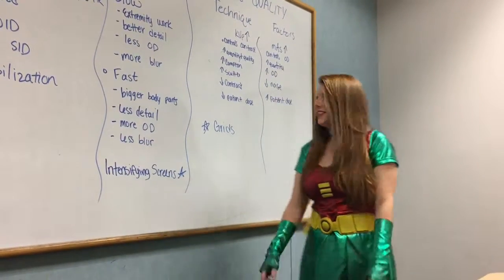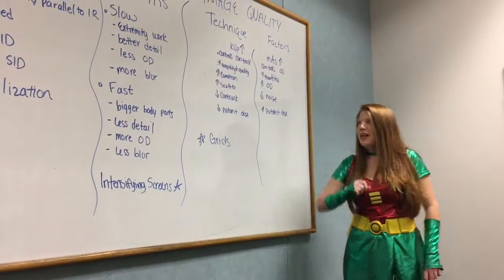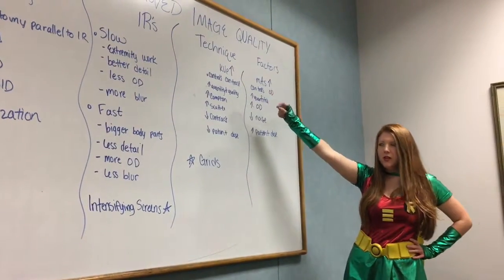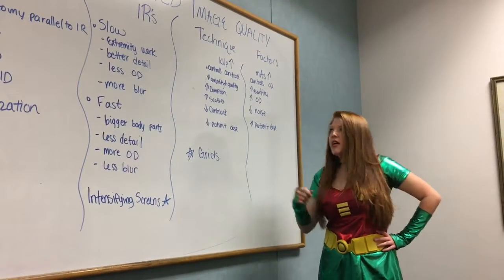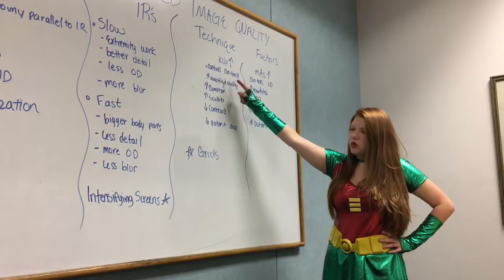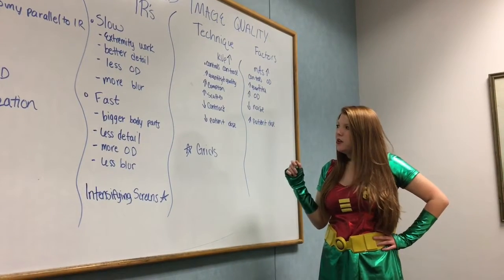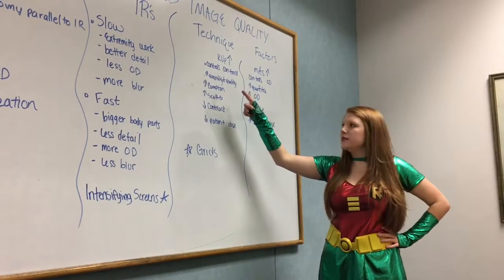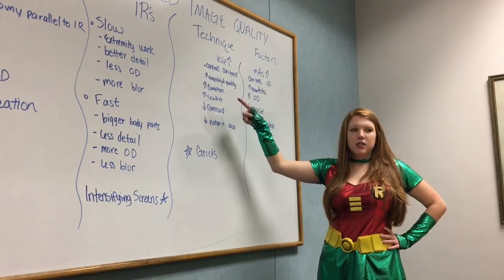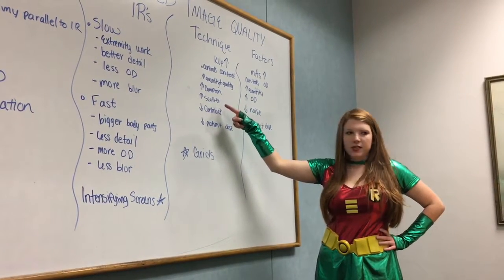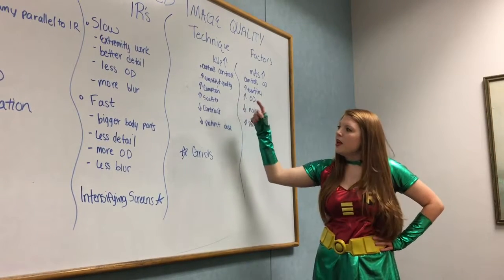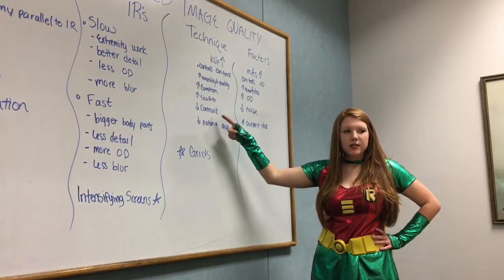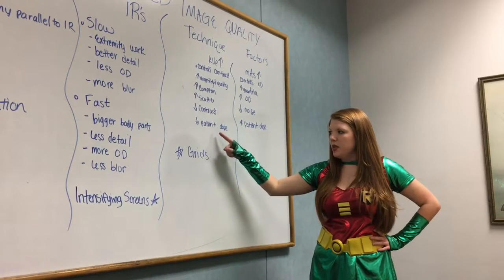Good job, Clarissa. Now we're going to talk about technique factors. One of the technique factors we control is KVP, which controls contrast. If you increase KVP, you're going to increase the quantity and quality of the x-rays. You're going to increase the Compton effect, which increases scatter and decreases contrast. It also decreases patient dose.